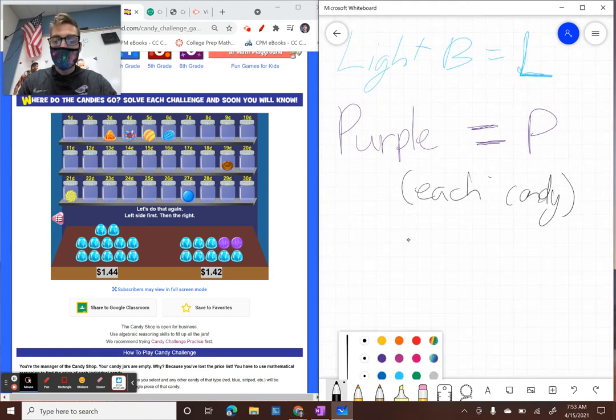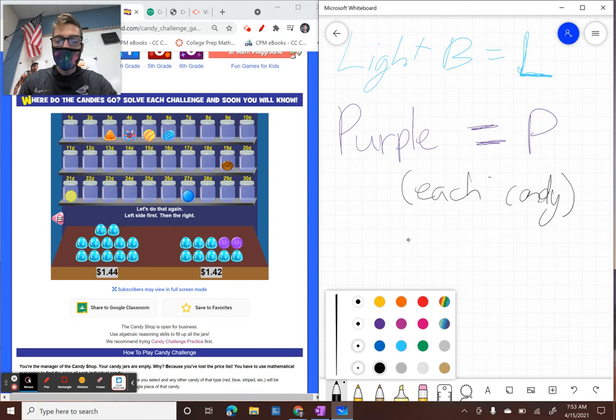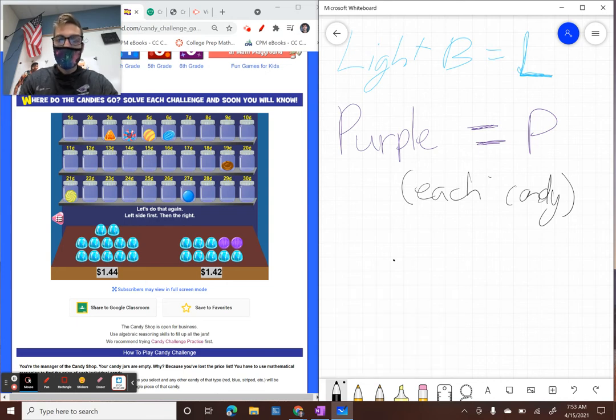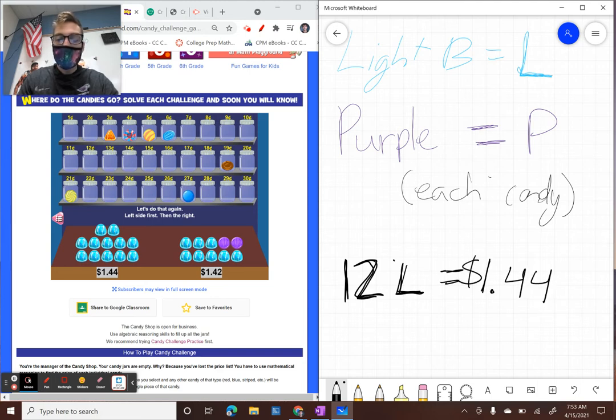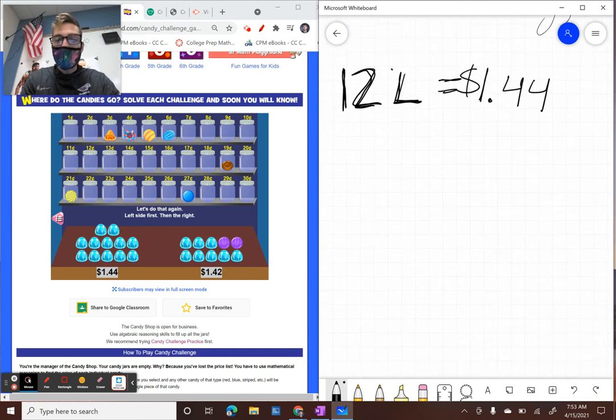All right, so the left side here, let's go ahead and set it up. We've got 1, 2, 3, 4, 5, 6, 7, 8, 9, 10, 11, 12 pieces of candy. So 12 multiplied by L is going to give us $1.44. So we can solve that equation there.